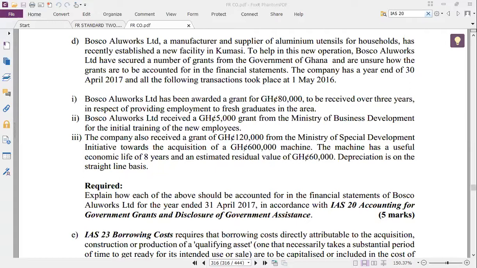Okay. Now let's look at the question. It says: Required. Explain how each of the above should be accounted for in the financial statements of Bosco Aluwex Limited for the year ended 30th April 2017, in accordance with IAS 20, Accounting for Government Grants and Disclosure of Government Assistance.